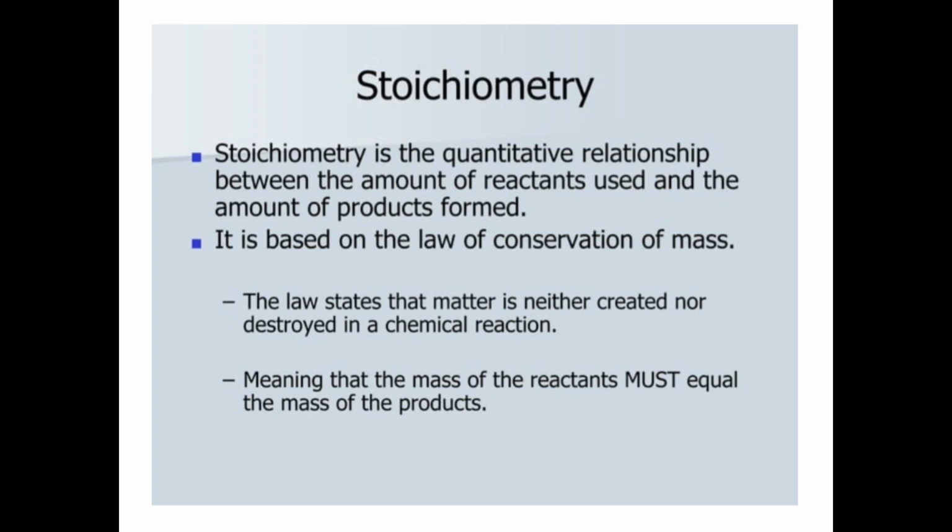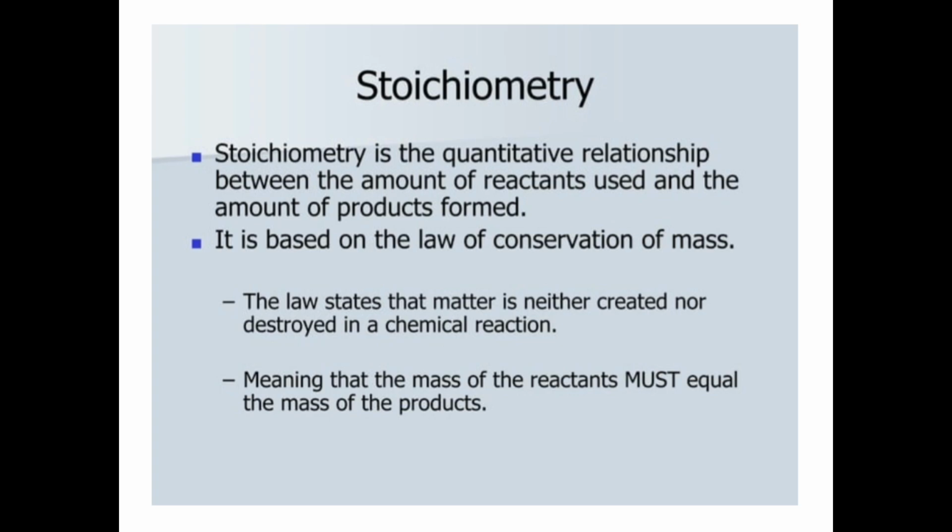What is mole ratio? What is stoichiometry? Stoichiometry is the quantitative relationship between the amounts of reactant used and the amounts of product formed. In a typical chemical reaction, you have the reactants and the product. For instance, A plus B giving C plus D. So to measure the quantitative relationship between the reactant and the product, that term is called stoichiometry.